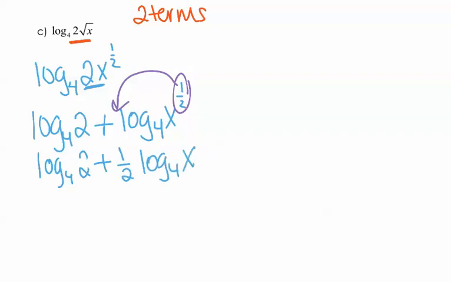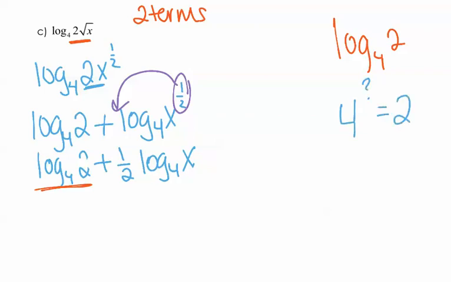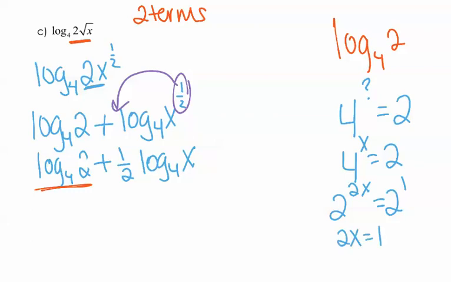Now, this is going to be the first time we have this numerical log here, log base 4 of 2. So let's think about that for a second. Log base 4 of 2. 4 to what power is 2? Well, equating that would be 4 to the x equals 2. That's 2 to the 2x equals 2 to the first. 2x is going to equal 1. x is 1/2. You're going to get better at doing these in your head. So log base 4 of 2.